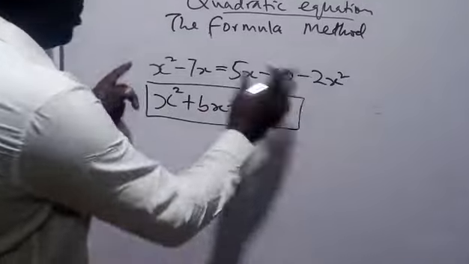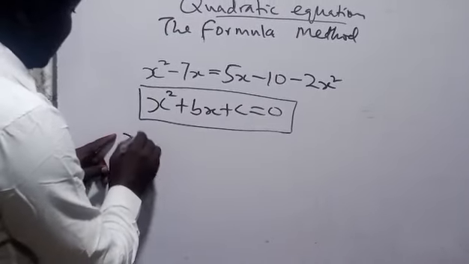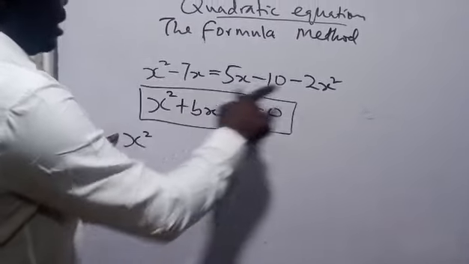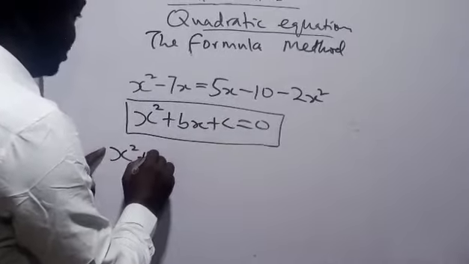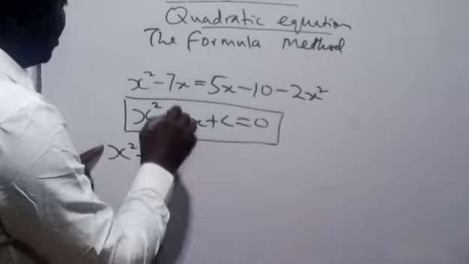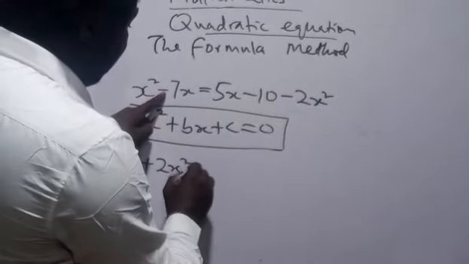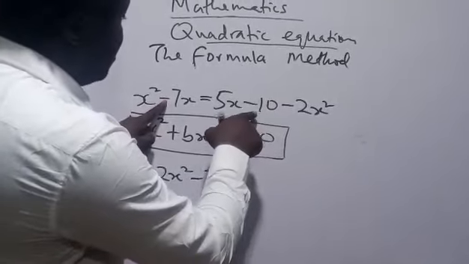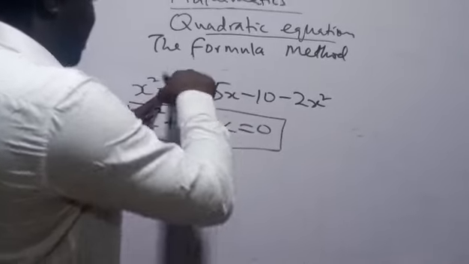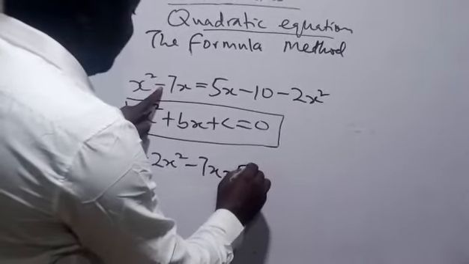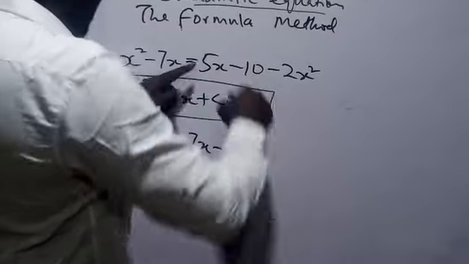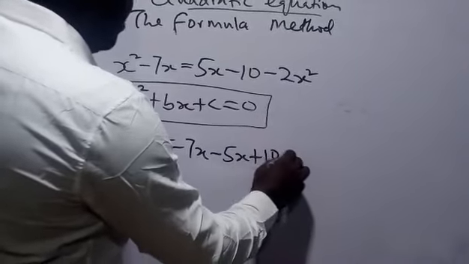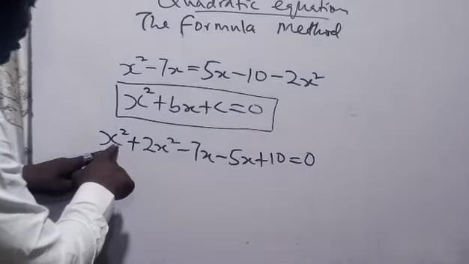So what do we do? We collect like terms. So we now have x squared. This one is also minus 2x squared, so let's bring it here. It will now be plus 2x squared. We have minus 7x here. This is plus 5x, bring it here to turn to minus 5x. Alright, this is minus 10, let's bring it here. It will now be plus 10 equals 0.